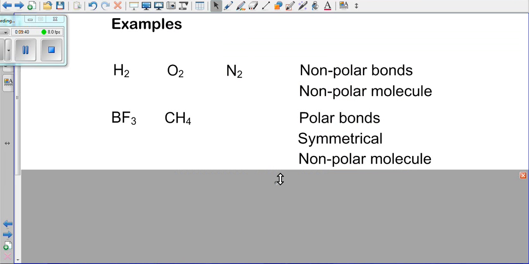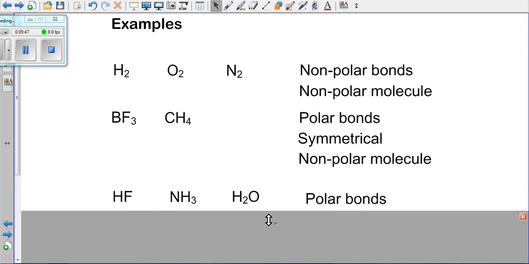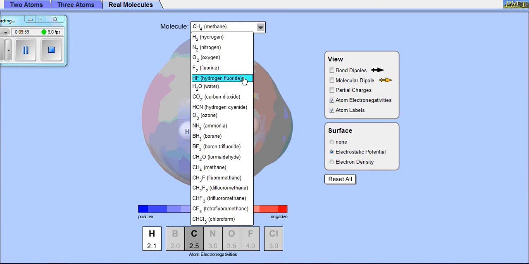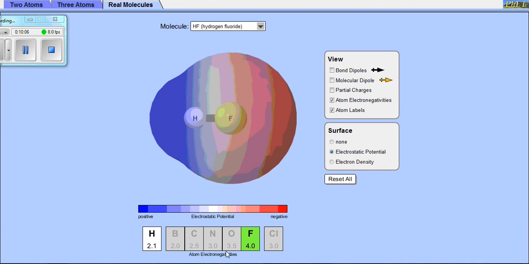Now, the next case we will look at is what occurs if the molecule is not symmetrical, it's asymmetrical. So here we have examples. Hydrogen fluoride has polar bonds. So we have the hydrogen and the fluorine. Looking at HF as an example, we will see that hydrogen has an electronegativity of 2,1, whereas fluorine has an electronegativity of 4. And the variance is 1,9, which is quite a large variance.